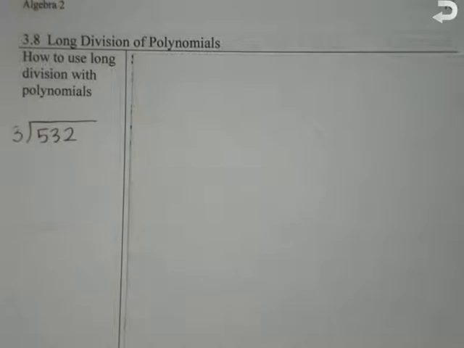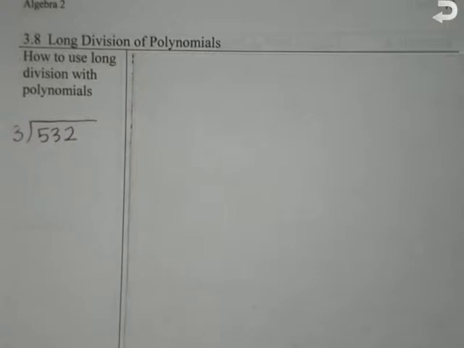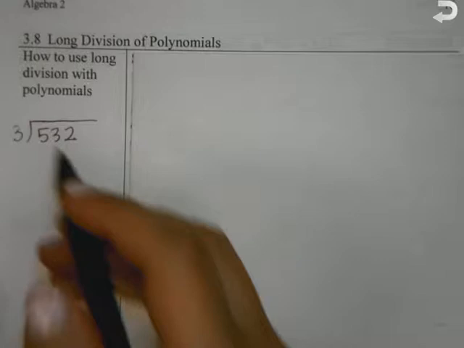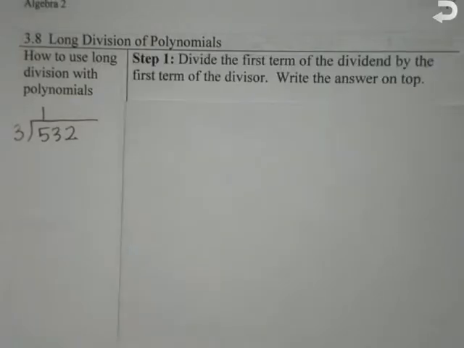So what would I do first? In order to divide 532 by 3, what would I do first in long division, the way we learned it in 3rd grade? 3 divided by 5. Okay, so 3 goes into 5 how many times? 1. So we take that and write the 1 on top, right? Okay, that's your first step of long division of polynomials.